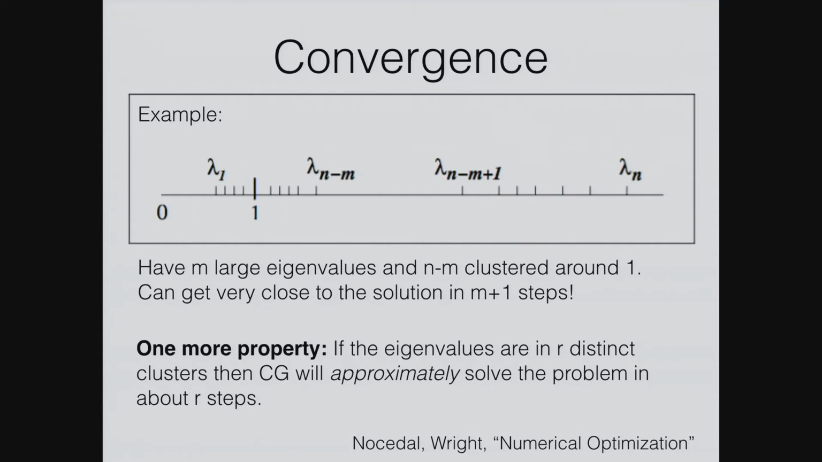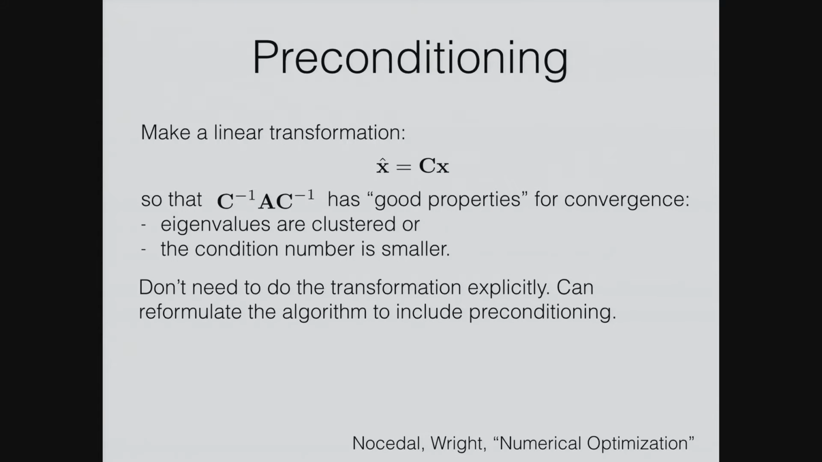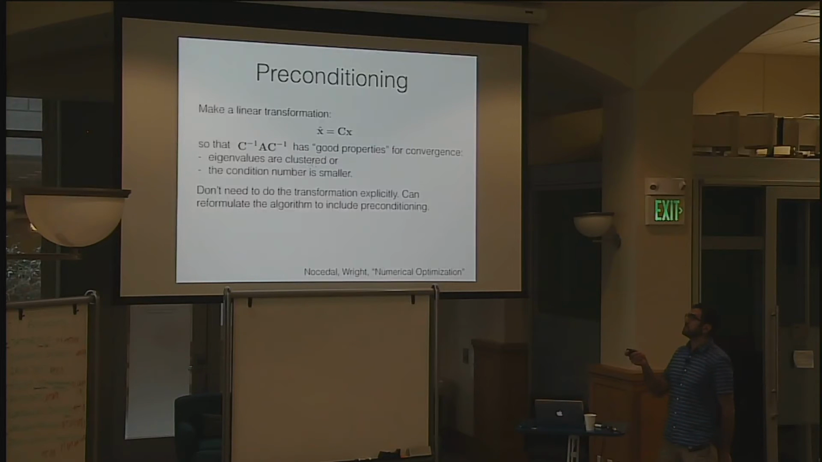So that's all good. But you might say, what if I just have a matrix that doesn't have any of these nice properties? So then what do we do? Well, then you can do what's called preconditioning. You can transform your variables linearly to another set of variables like that. And so then the matrix you're dealing with will become this. And if this new matrix has those good properties, then it will converge faster. Okay? And so C in this case will be called the preconditioner.